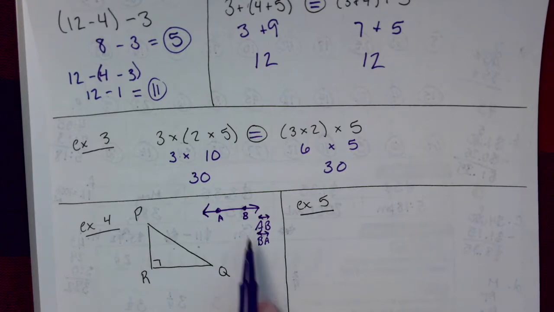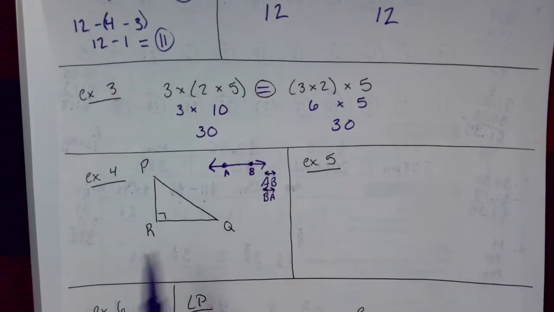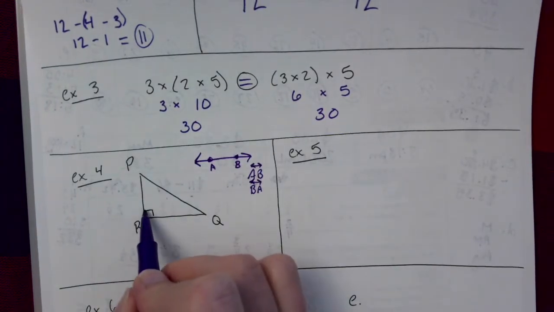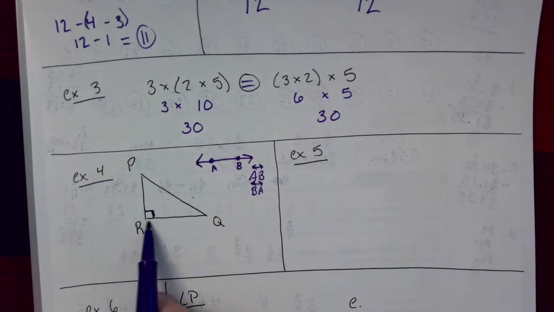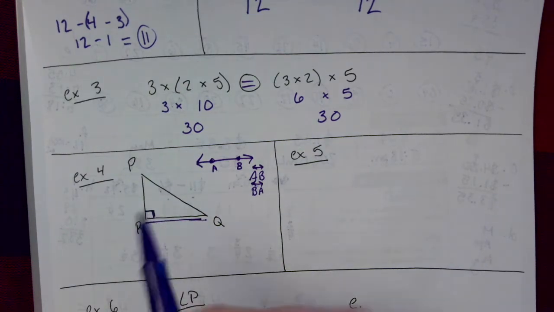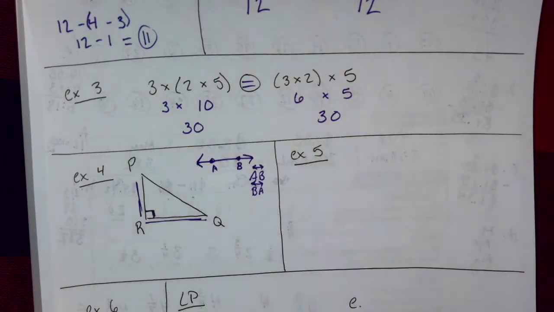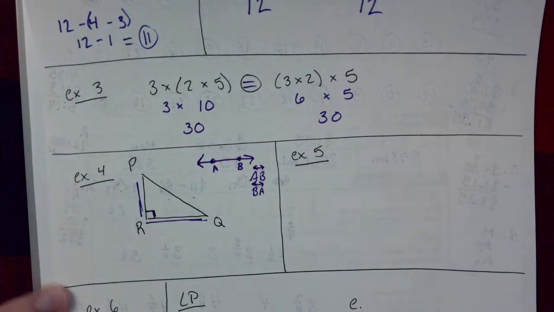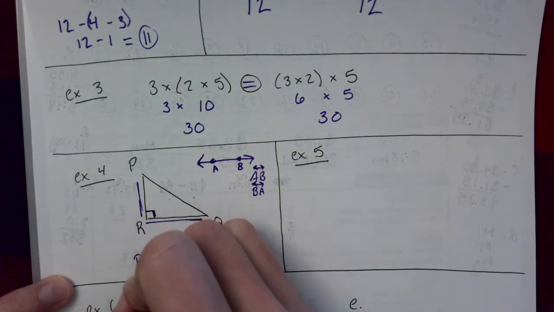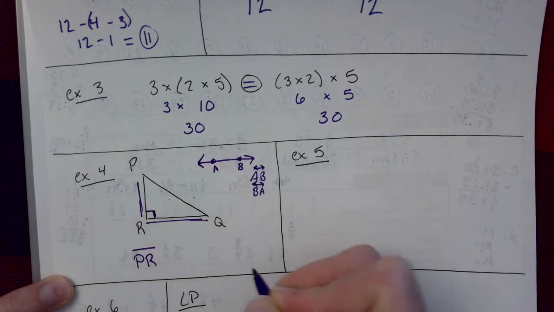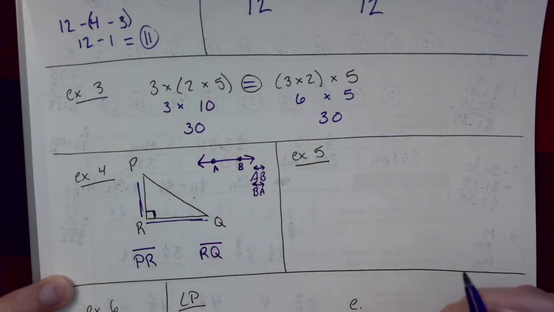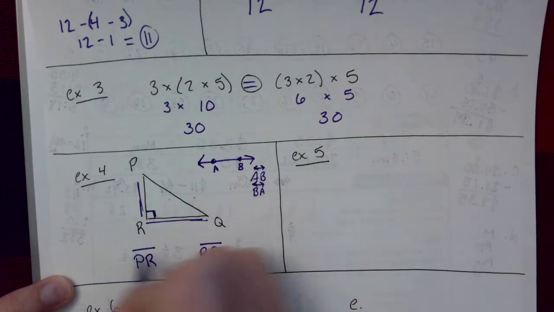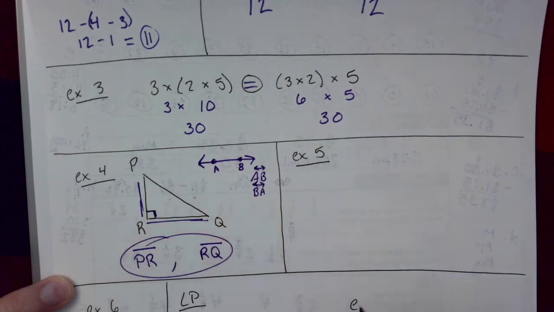Which segments in this triangle are perpendicular? Perpendicular lines meet at a right angle, so we need to find the 2 segments that meet at this angle. So RQ, right here, and PR, right here, are perpendicular. So we would say PR and then RQ. Those lines are perpendicular. So which lines are perpendicular? PR and RQ.